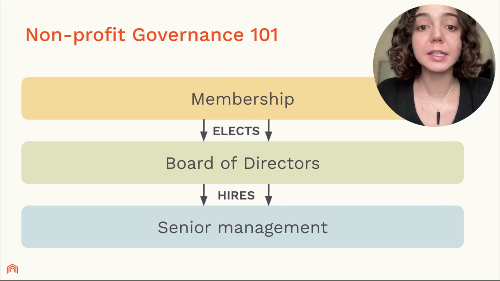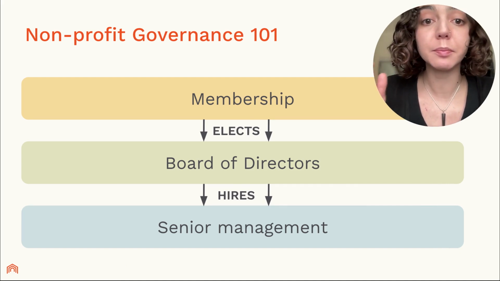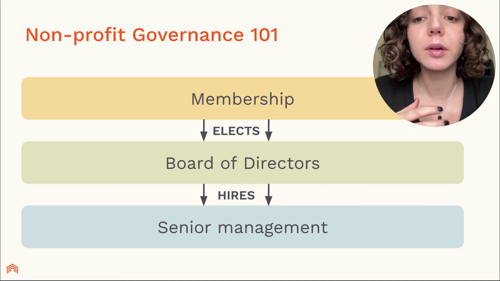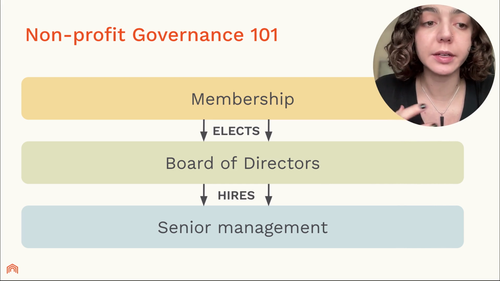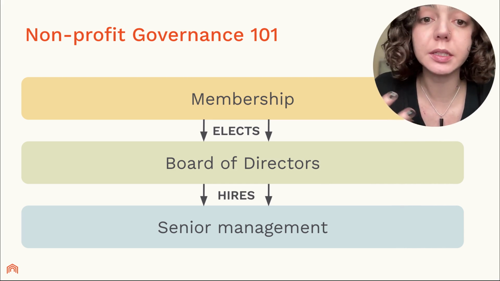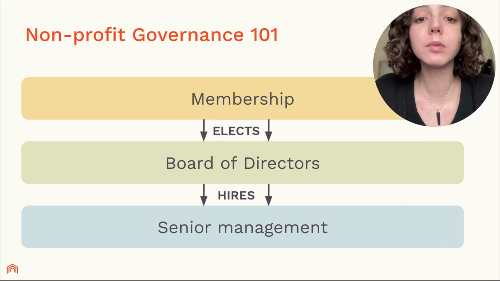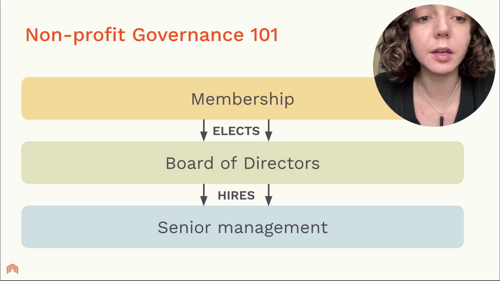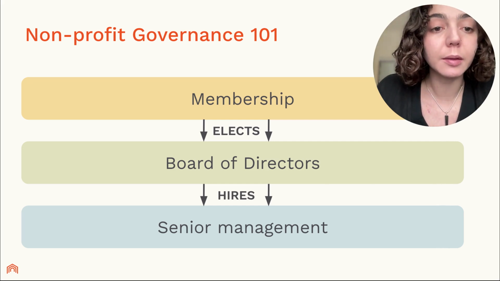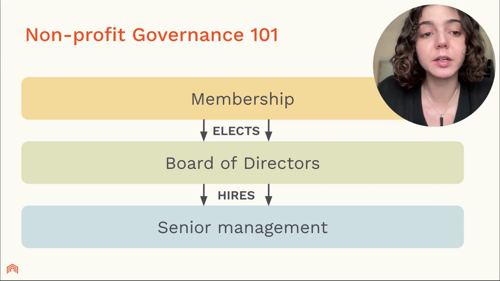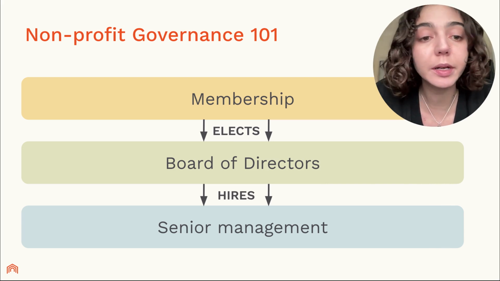So starting with the background, this is an organizational chart of a nonprofit. So the membership is at the top. It's really important. The membership elects the board. The board is then responsible for hiring senior management, and senior management is responsible for hiring other employees, and together the staff manages operations.